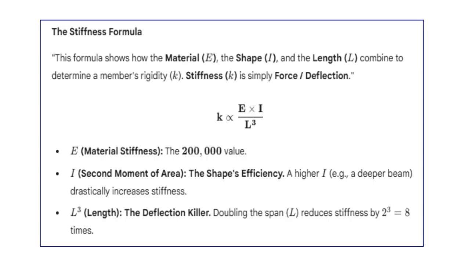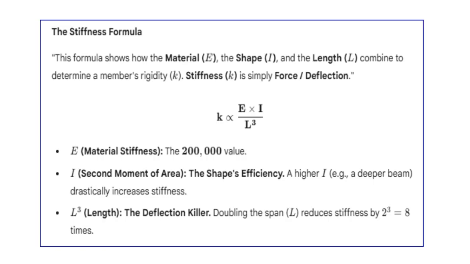The stiffness formula shows how the material E, the shape I and the length L combine to determine the member's rigidity K. The stiffness K is simply force by deflection. So K is EI by L cube. E is material stiffness, 2 lakhs for steel, which we have discussed. I is the second moment of area, the shape's efficiency. The higher the I, for example a deeper beam, the more drastically the stiffness increases. L cube is length, the deflection killer.